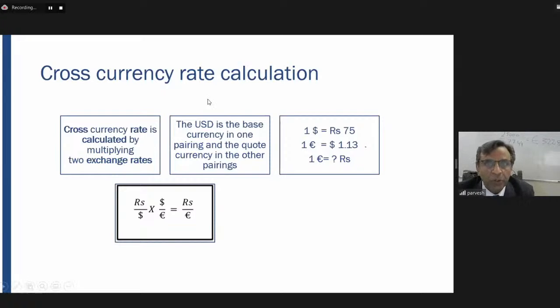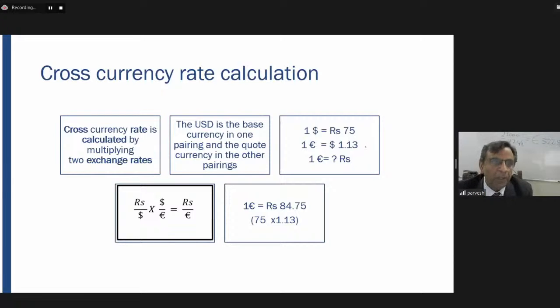I'll solve some questions on the board, but first let's understand some theory. Okay, so this is rupee upon dollar, rupee upon dollar. This is dollar upon euro. So we just write it like this: rupee upon dollar and dollar upon euro. So this quote is $1 is equal to 75 rupees. So we put 75 rupees as the numerator and dollar as the denominator. And here we take dollar as the numerator and euro as the denominator. Okay. Then the dollar cancels out. So we are left with rupee upon euro, which means how many rupees 1 euro is equal to.